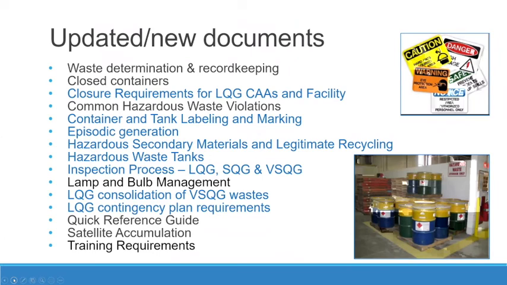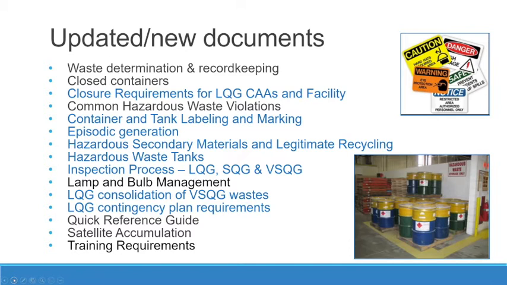So here's a list of the documents that we have, well, not all the documents because there's not 64, but the ones that have been completed or are close to completion. So we have waste determination, record keeping, which we're going to be talking about in one of the other sessions, closed containers, closure requirements for LQG, central accumulation areas, and the facility, which is a new rule, common hazardous waste violations. We have a whole publication on that, similar to our presentation today. Container and tank labeling and marking, which is part of the generator improvement rule. Episodic generation, hazardous secondary materials and legitimate recycling, hazardous waste tanks.